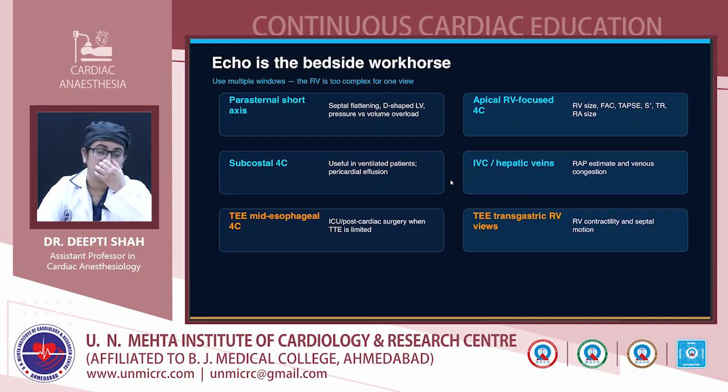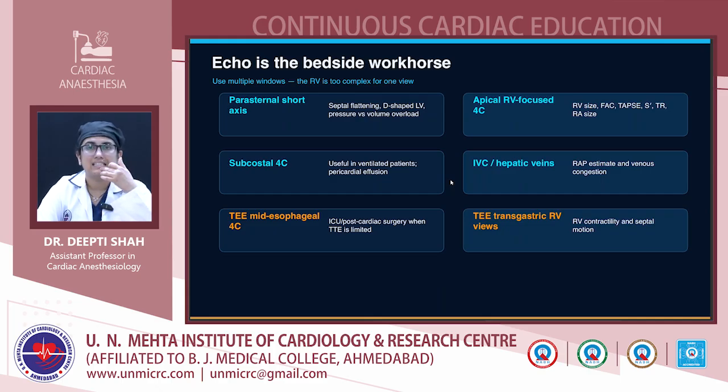Firstly, the RV is a complex structure and thus it has to be visualized under multiple windows. First is the parasternal short axis. This is the short axis view of the LV, where we can see how the LV cavity is, whether it is D-shaped, whether there is any septal shifting, and it can also help us in diagnosing whether it is pressure or volume overload, thus helping us in diagnosing the etiology of RV failure.